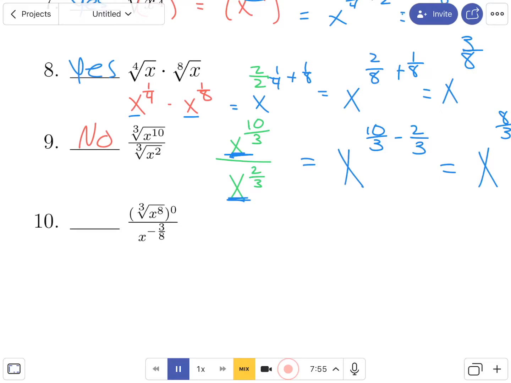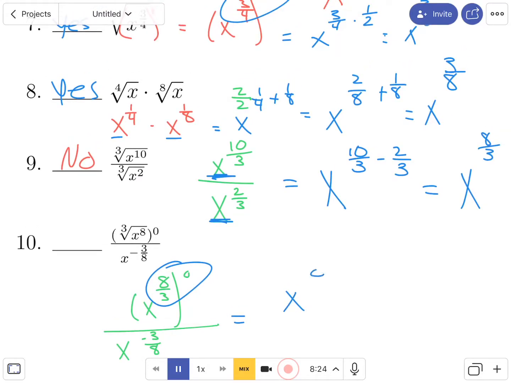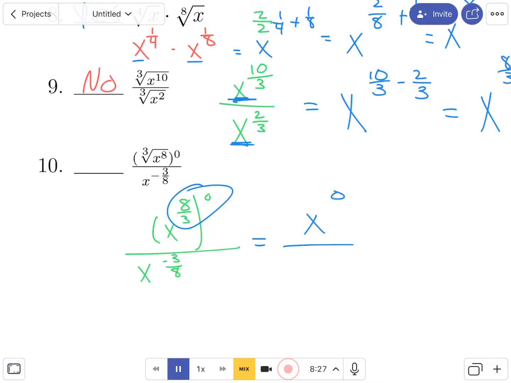Okay, down to the last one here, we're going to rewrite what's inside the parentheses first. And I can write that as parentheses x to the 8/3 power, raised to the 0 power still, all over x to the negative 3/8 power. Based on the power of a power rule, my numerator here, I'm going to multiply those two exponents. So up top we still have x to the 0 power, and on the bottom we haven't done anything to that just yet, so we have x to the negative 3/8 power.